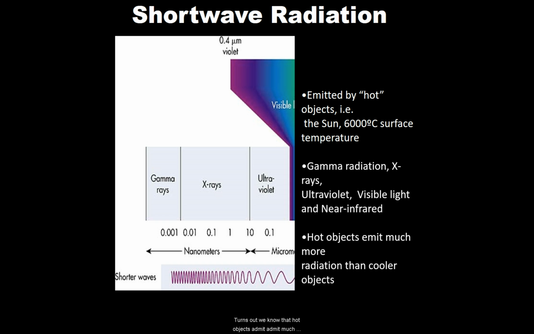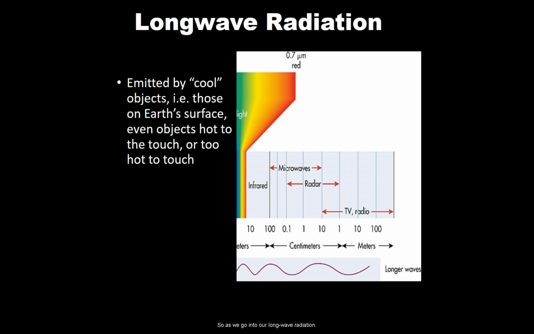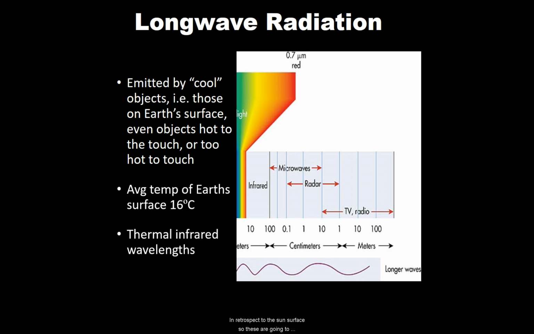And so we know that hot objects emit much more radiation than cooler objects. So as we go into our long wave radiation, these are going to be emitted by cooler objects. For example, the sun's energy heats up the Earth's surface. As the surface heats up, it emits long wave radiation back. It's much cooler than the sun, so it emits a longer wavelength as a whole. And the average temperature of the Earth's surface is 16 degrees Celsius, so much cooler in comparison to the sun's surface. So these are going to be the longer waves.